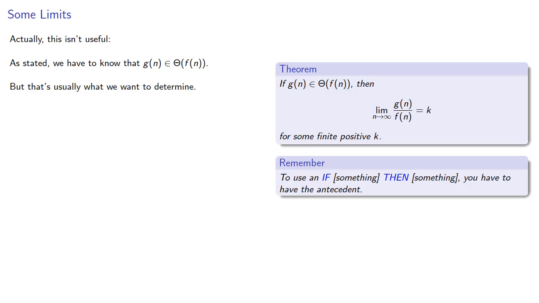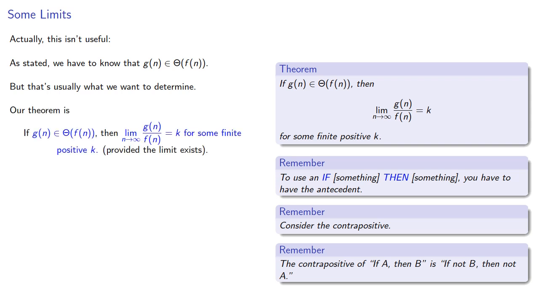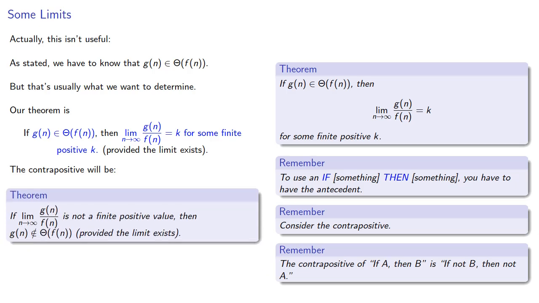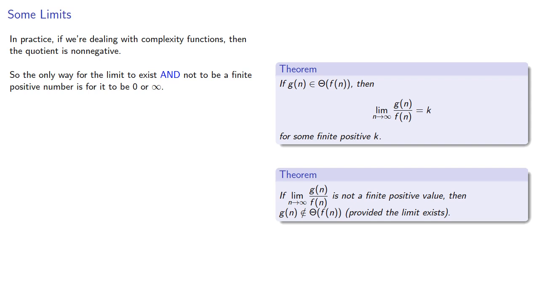It helps to remember, consider the contrapositive. We have a statement of the form if something, then something. And so the contrapositive would be, if the limit is not a finite positive value, then g(n) is not order f(n), again provided that the limit exists. Now, in practice, if we're dealing with complexity functions, then the quotient is non-negative. So the only way for the limit to exist and not be a finite positive number is for it to be 0 or infinity.